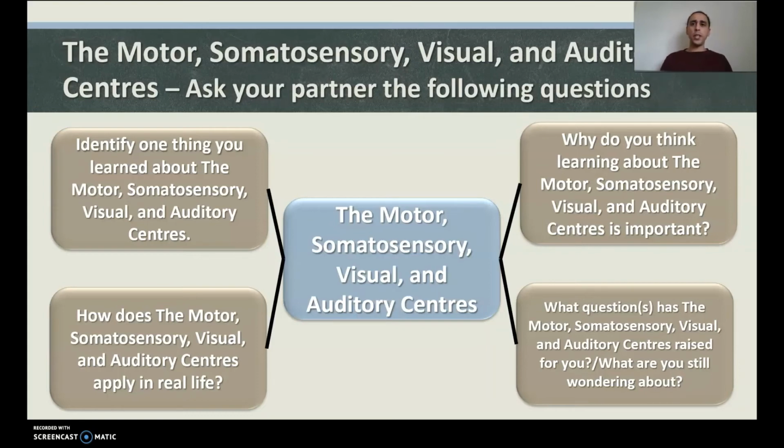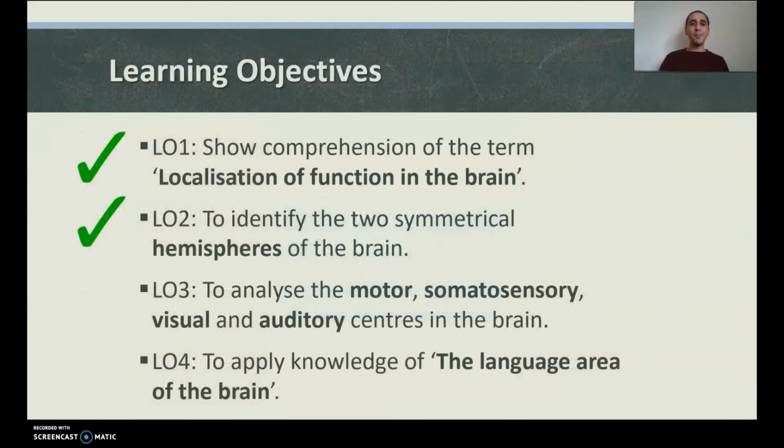And then what questions has this raised for you? What questions have these sections raised for you? You got any questions? Let me know. That's learning objective 3, to analyze the motor, somatosensory, visual, and auditory centers in the brain. Tick it off for me, please. You just got to do a little tick like that. There you go, you've done it. Well done.